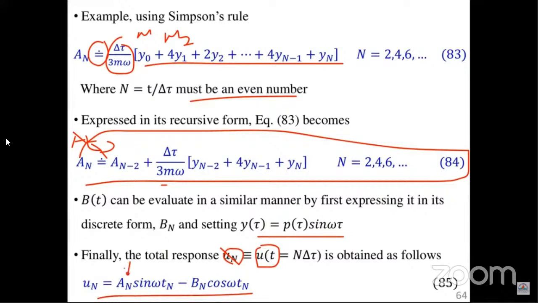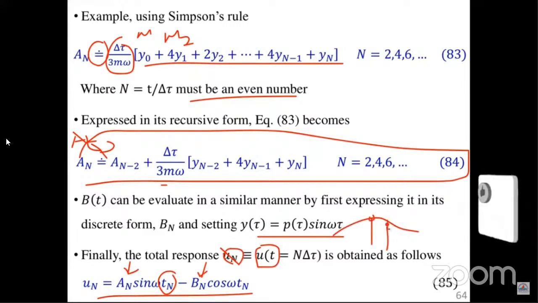We have evaluated this integral a_n, b_n, and now the time t. t was continuous throughout. Now we want time at discrete points, so at time t1, t2, we apply like that. So now this is the total response. We can know what the displacement will be at a certain time, what the maximum displacement will be, and what the displacement is overall.